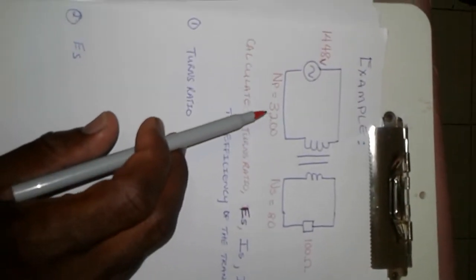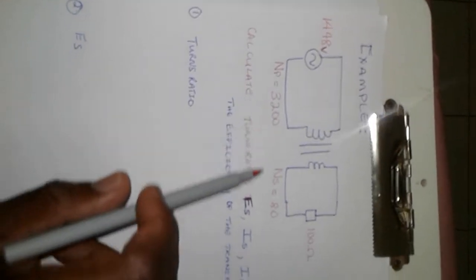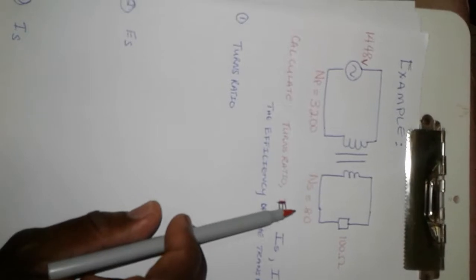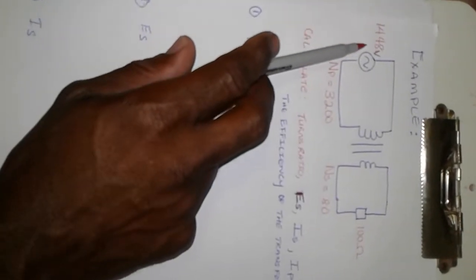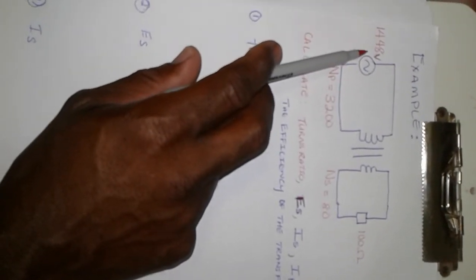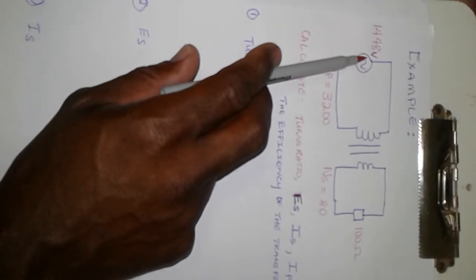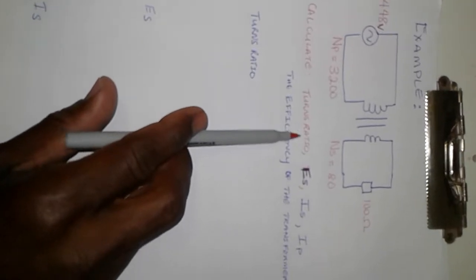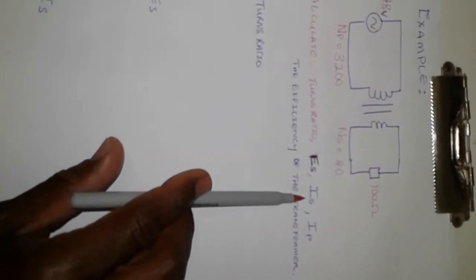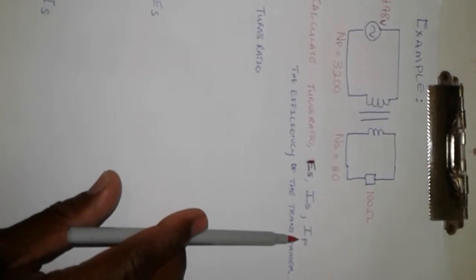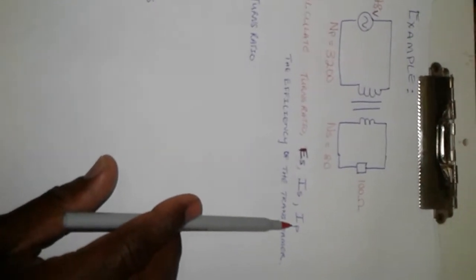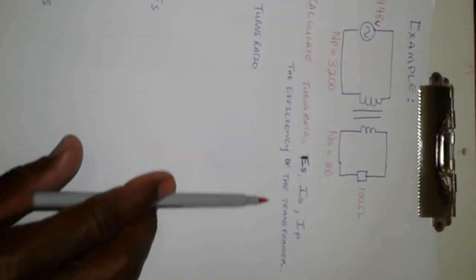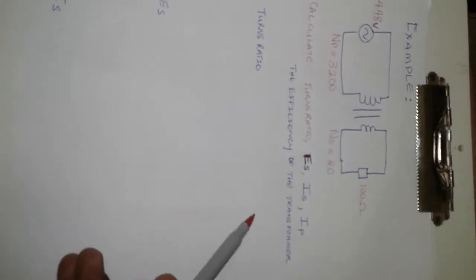In this example, we have a simple transformer with 3,200 turns on the primary and 80 turns on the secondary. It also has an impedance of 100 ohms. It is supplied by an input voltage of 1,448 volts. You are asked to calculate the turns ratio, the voltage secondary, the current secondary, the current primary, and the input power. The efficiency of the transformer must also be calculated.